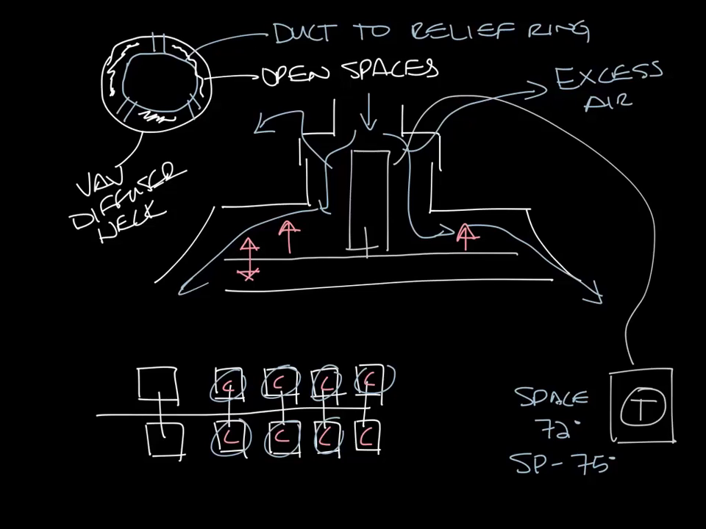So there are more energy efficient ways to relieve pressure in a system, but this is a really quick, easy way if you only have a few diffusers installed that you need to address. So that's how VAV diffuser relief rings work.